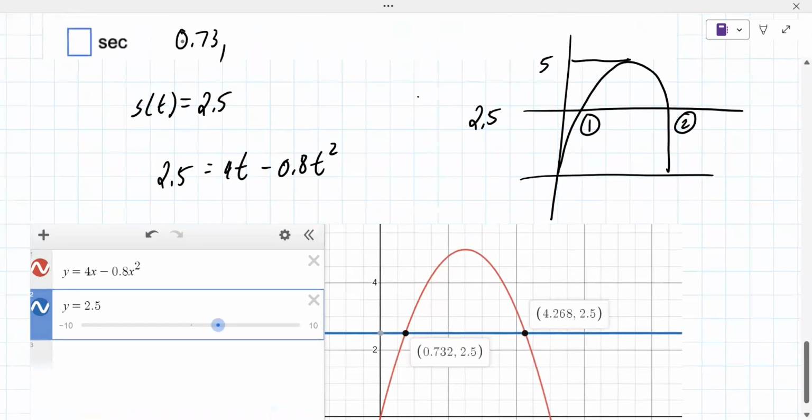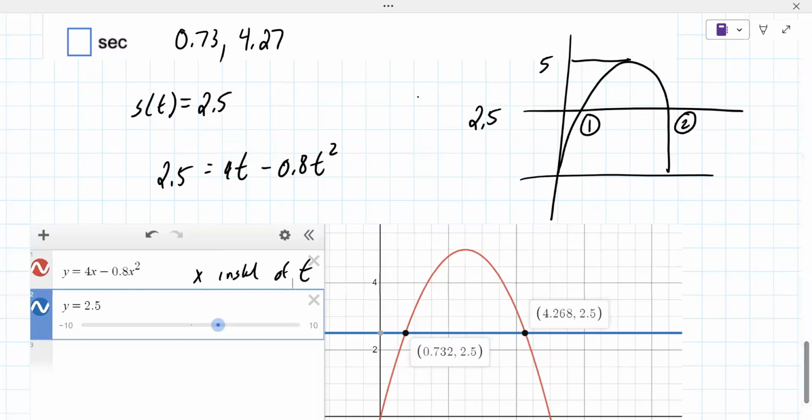0.73, 4.27. Once on the way up, once on the way down. And you'll notice when I graph it, I use X instead of P. Same thing for your graphing calculator there. Okay.